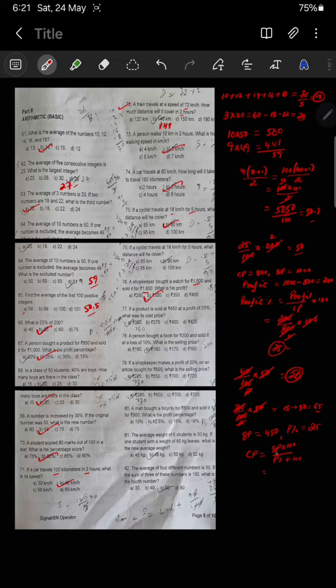So if you do here, your selling price is 450 into 100, divided by the profit percentage, which is given as 25, plus 100. If you simplify further and multiply, you get 45000, and then you divide by 125. You will get 350. So Option E is your correct option here.